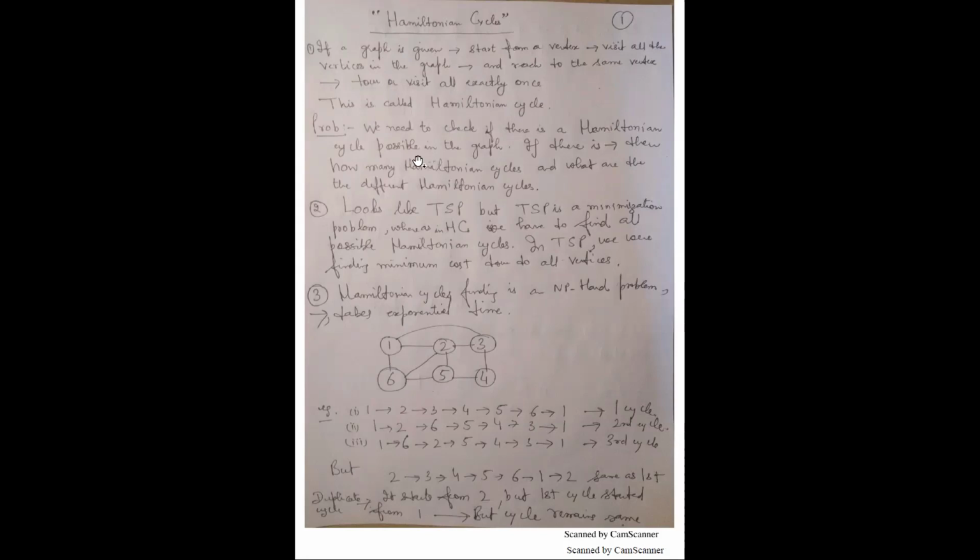Now, what is the problem at hand? First of all, in a graph, we need to check whether a Hamiltonian cycle is possible in the graph or not. Hamiltonian cycle means going from one vertex and reaching the same vertex after traversing through all the vertices once. And if there is a Hamiltonian cycle, then we also need to know how many Hamiltonian cycles are possible. 1, 2, 3, 4, how many? And what are the different Hamiltonian cycles?